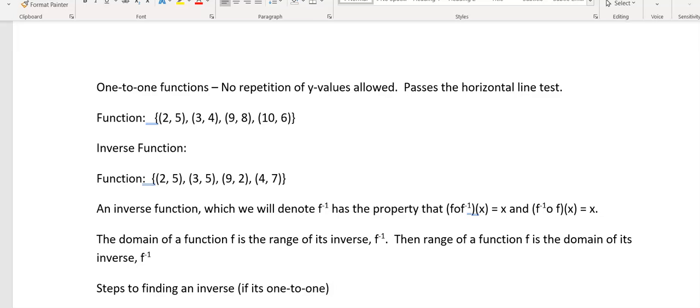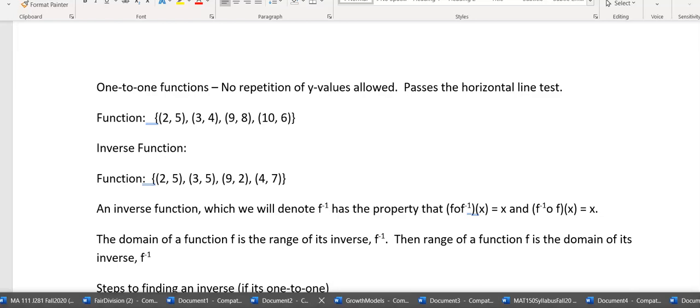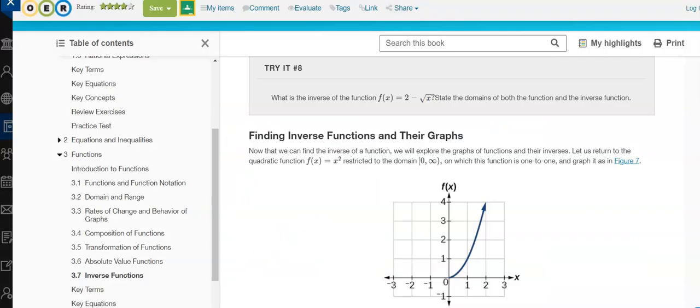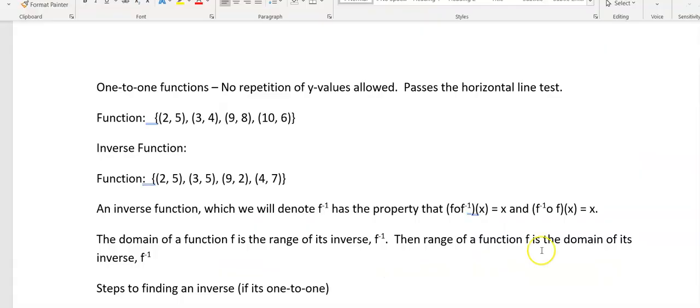So let's take, for example, the parabola we've seen in our library functions, and I've drawn it back here. If I draw any horizontal line, and I know that's not very straight, notice that horizontal line touches that parabola twice. This parabola is not one-to-one because it fails the horizontal line test. All right, so we can check a graph by seeing if it passes the horizontal line test to check whether or not we have a one-to-one function.